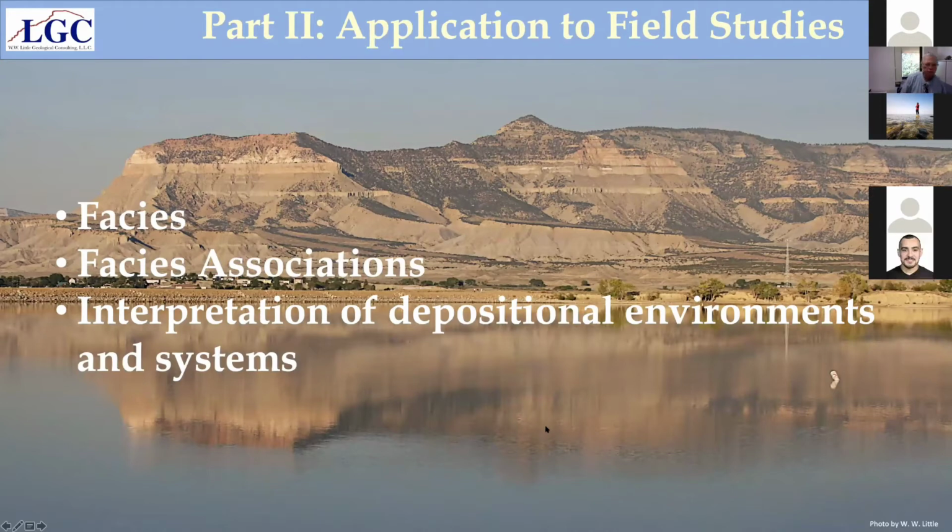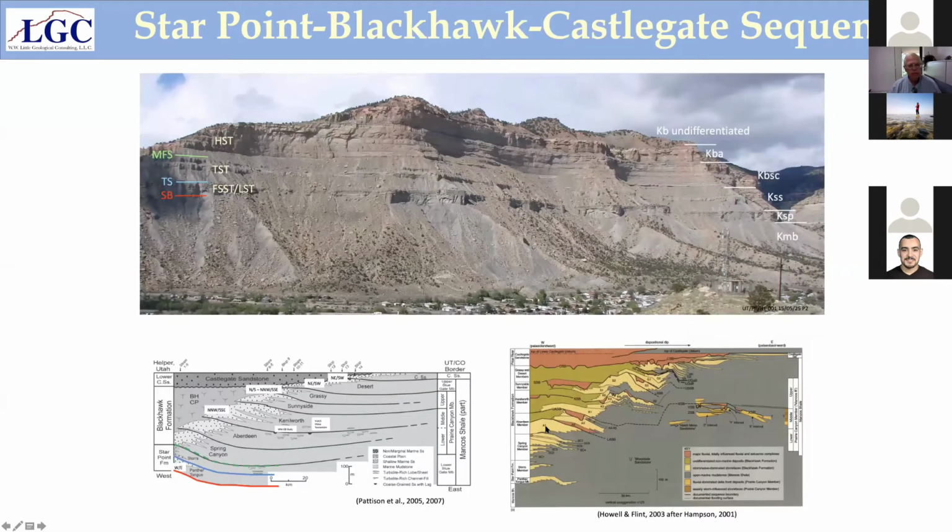Okay, so this is part 2. Today we're going to briefly talk about facies and facies association, but the main thing is we're going to use these to interpret depositional environments and systems. I want to introduce you first to the area that we will be discussing. This region is known as the Book Cliffs in the state of Utah in the U.S.